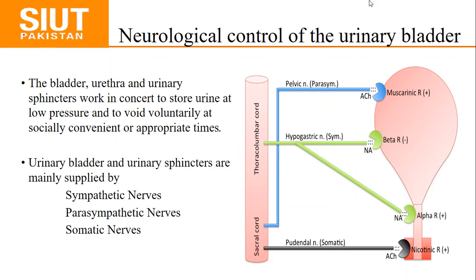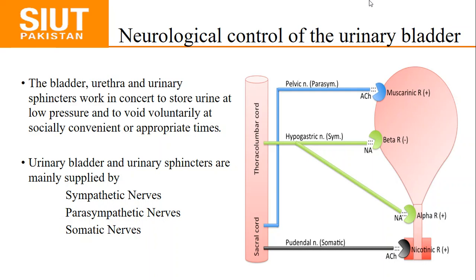The neurological control of the bladder basically comes from the sympathetic, parasympathetic, as well as somatic nervous systems. The pelvic nerves are the parasympathetic system, which has muscarinic receptors, mostly located on the detrusor muscle, which control the contractions during the voiding phase.